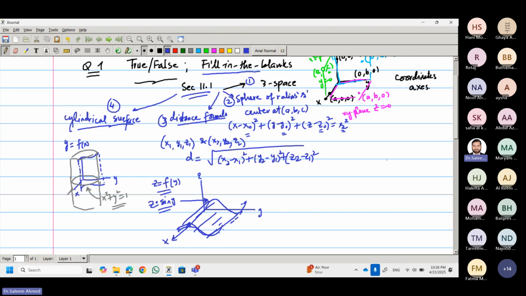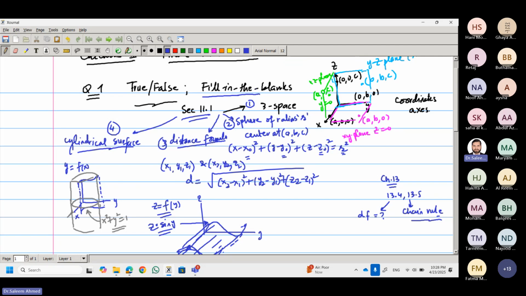In chapter 13, I will do something from here, but let me finish 13.4 and 13.5. 13.4 was differentials, df, right? And 13.5 was chain rule. So I did not give a numerical question from here. I also included these in the same fill in the blanks problem, right?